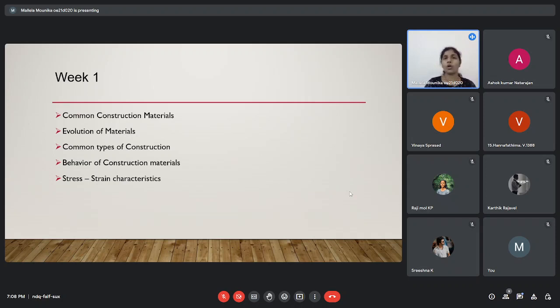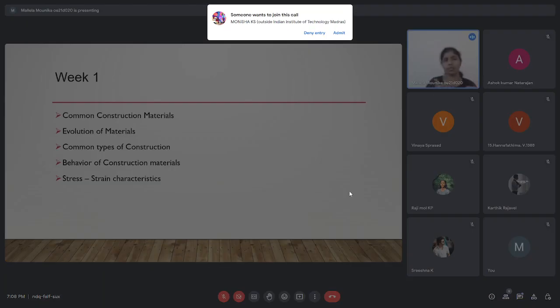Common construction materials and evolution of materials, and common types of construction. In the case of common construction materials, we can see what are all the materials available for construction of any type of structure, such as aggregate, timber, concrete, steel, etc. And evolution of materials. Now we are at a stage of using steel, reinforced concrete structures, and some admixtures we can add to this reinforced concrete for additional strength or some other particular property.